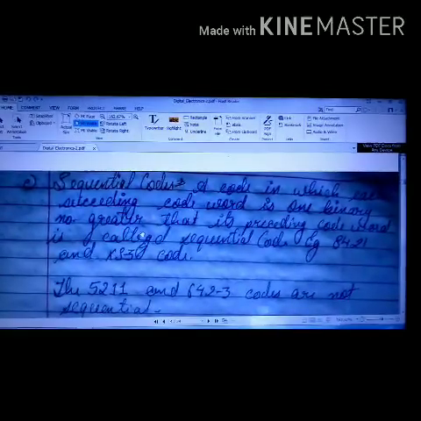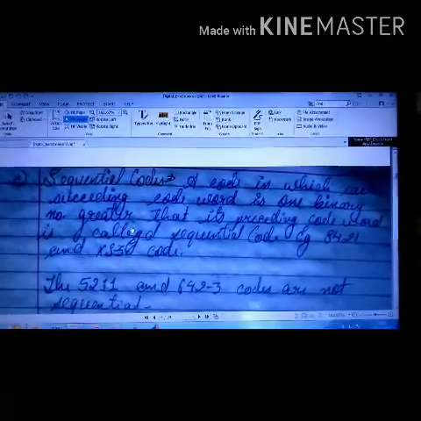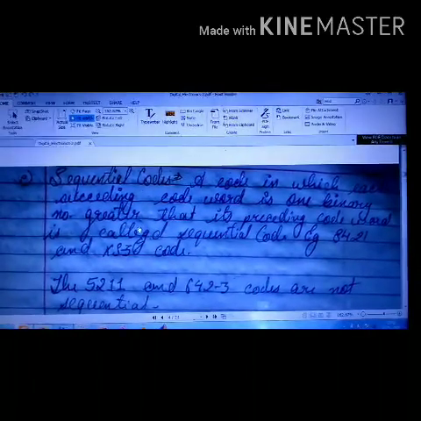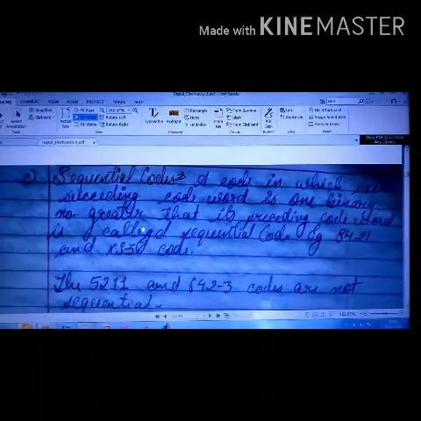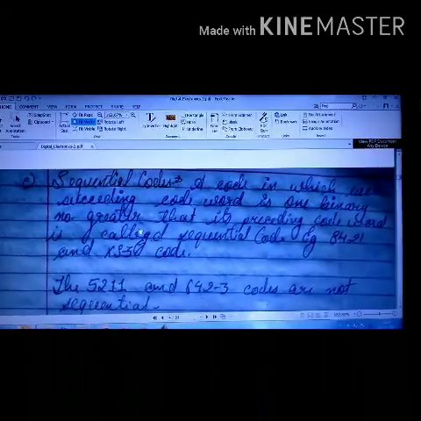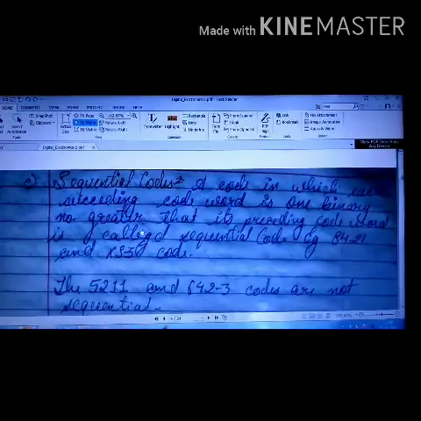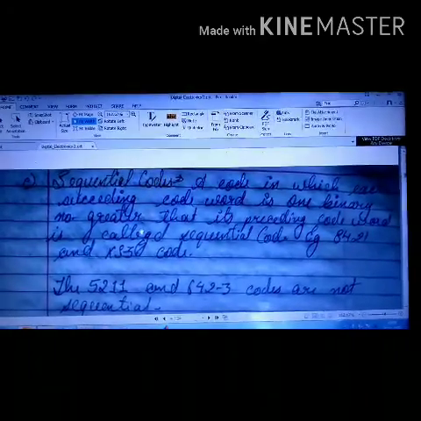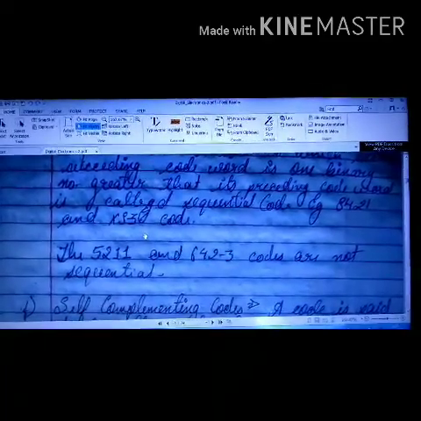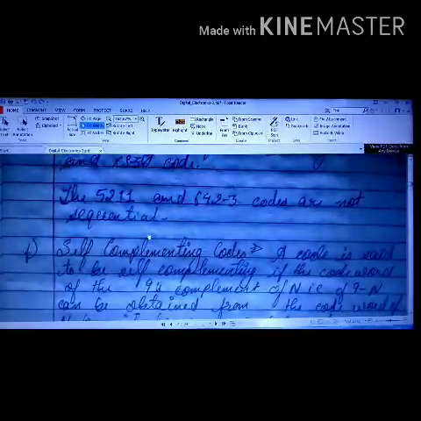Then there are sequential codes. These are very important codes. A sequential code is a code in which each succeeding code word is one binary number greater than the preceding code word. Examples are the 8421 code and XS3 codes. Then 5211 and 642-3 codes are not sequential codes.